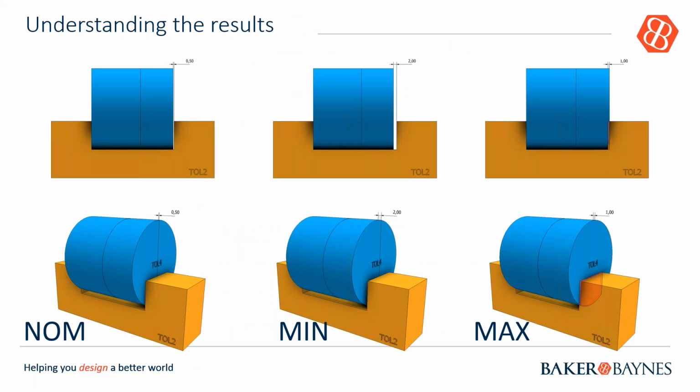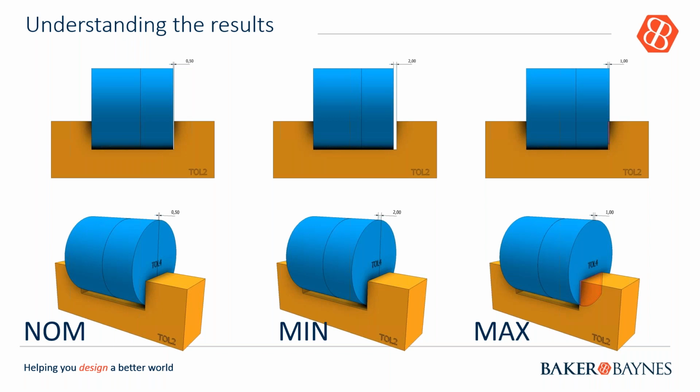Understanding the results. Okay, so if we look at the nominal diameter over there, or maximum or minimum diameter, we can go on the tolerance itself. If we look at the top there, tolerance 2, you'll see that for the 0.5 the maximum was 2 mils and the minimum was 1 mil. So can we go in and modify that to make sure it works?